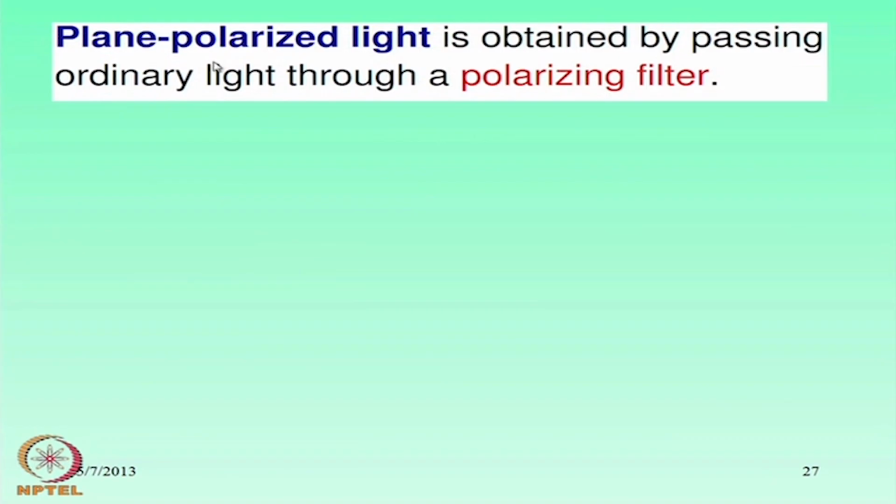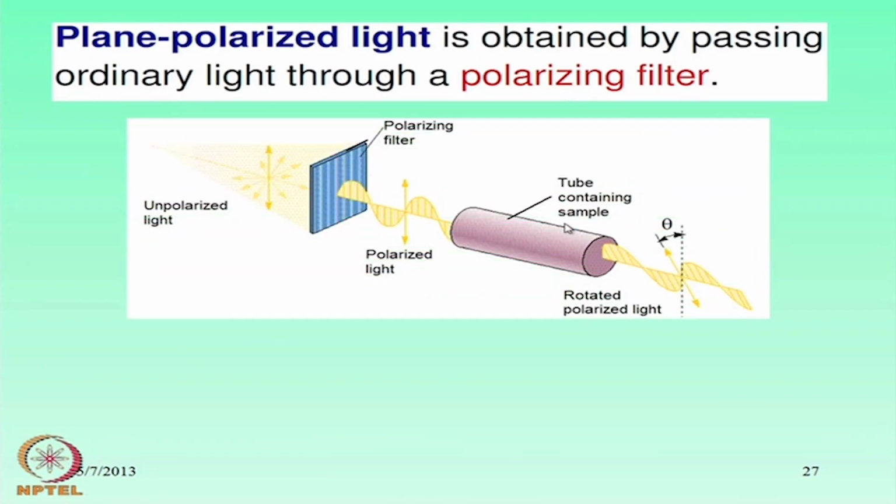So how do we get plane polarized light? We obtain it by passing ordinary light through a polarizing filter. The polarizing filter is responsible for polarizing the plane light, that means the unpolarized light. Unpolarized light has vibrations in all directions, so the electromagnetic components are not defined with respect to one particular plane.